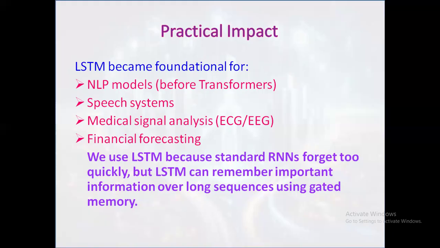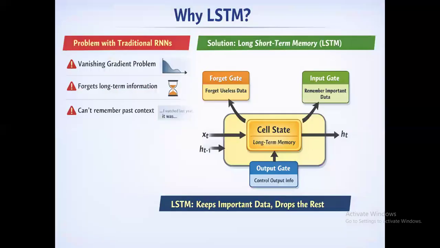So finally, we use LSTM because standard RNNs forget information too quickly due to the vanishing gradient. LSTM overcomes this by using a memory cell and gating mechanism that allow important information to be stored and controlled over long sequences. This makes LSTM effective for tasks that require understanding long-term context.